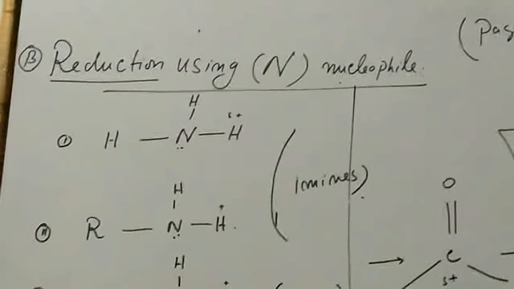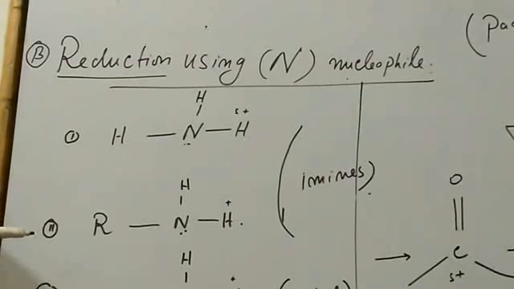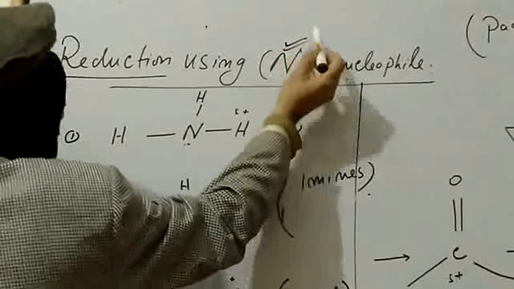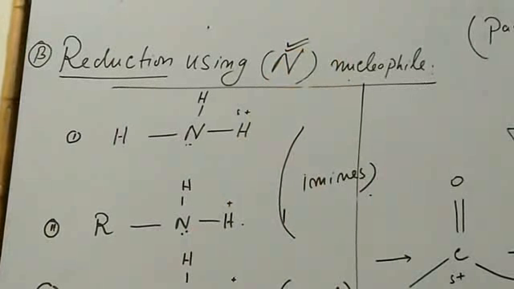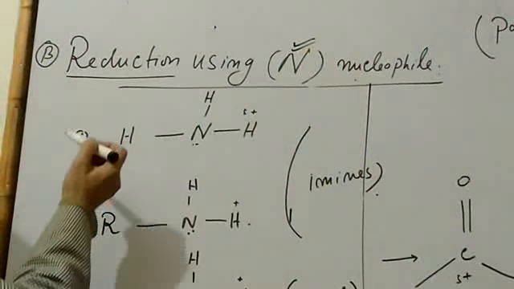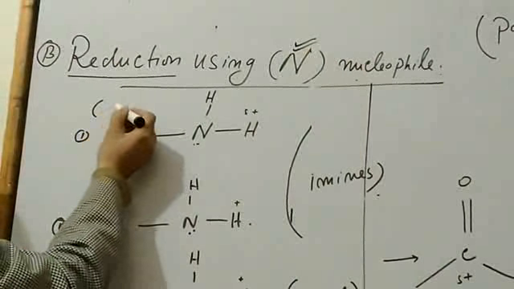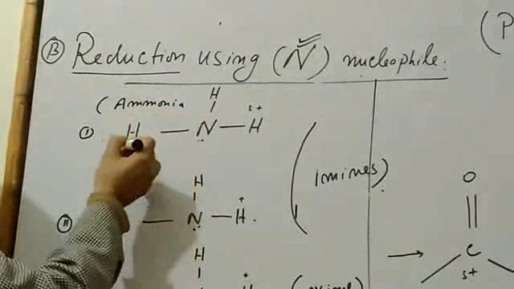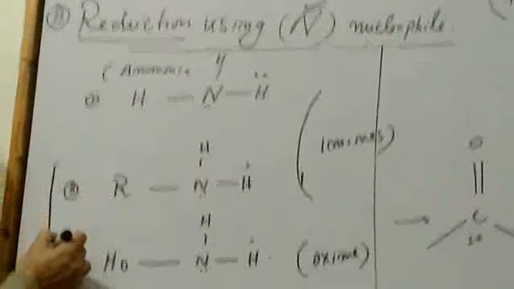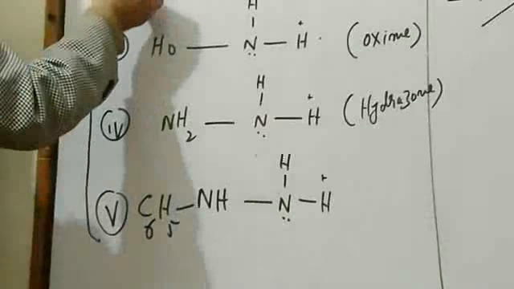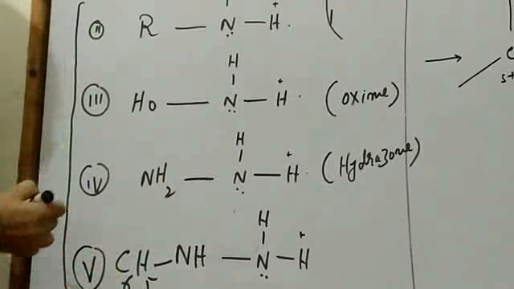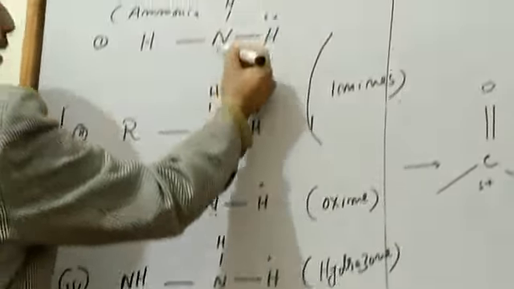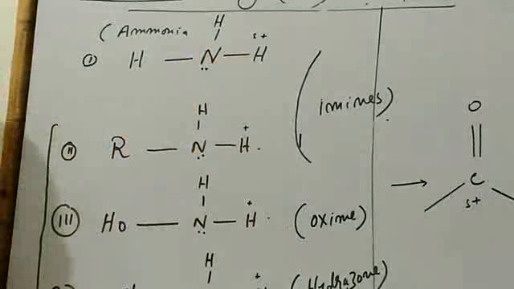The next reaction of aldehyde and ketone involves nitrogen nucleophile. Nitrogen nucleophile is present where? In ammonia and ammonia derivatives. These are derivatives. From 2 to 5, I have taken these derivatives. In all of these, nitrogen nucleophile will be used.